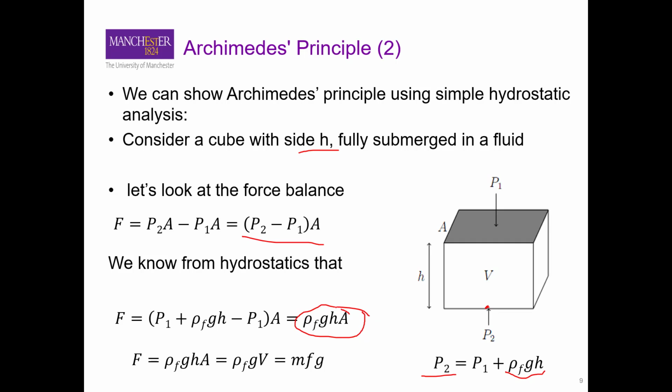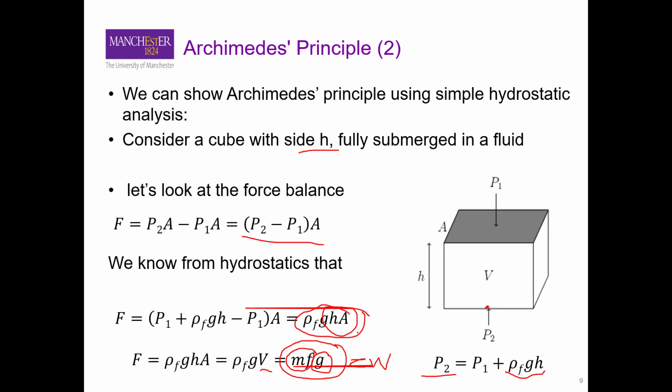So we can replace this height times area with the volume of this cube. So we have force is equal to rho F g times V, and we know that rho F times V should be equal to m, that is the mass of the fluid, times gravity. So we have the force acting on this object equal to the weight of the fluid.